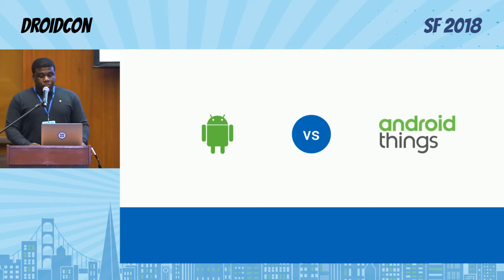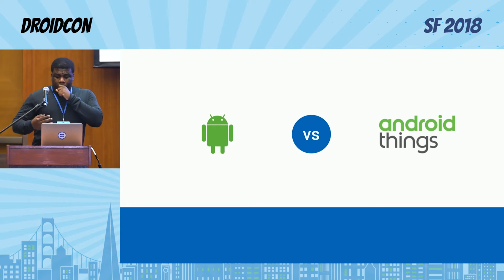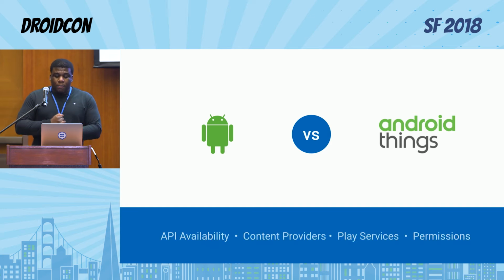All right, so I'm going to talk about the differences between Android and Android Things. For the most part, there are four topics that I'm going to talk about: API availability, content providers, Play services, and permissions. These are some key things that I found that are a pretty huge difference between working on a mobile device app and working with Android Things.